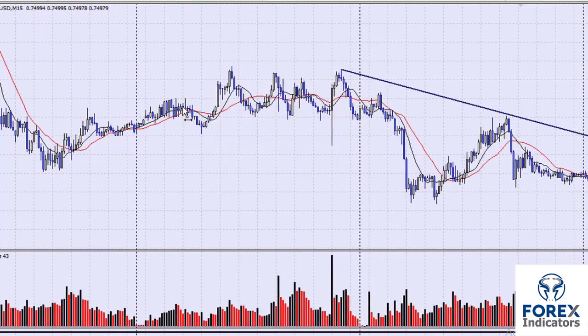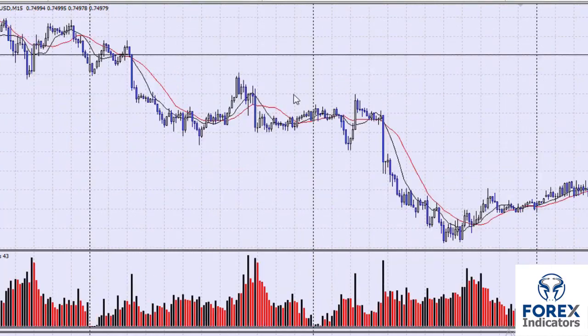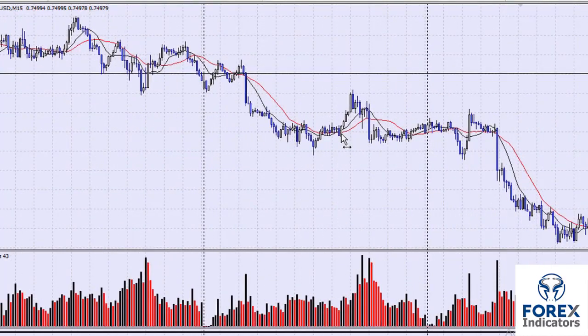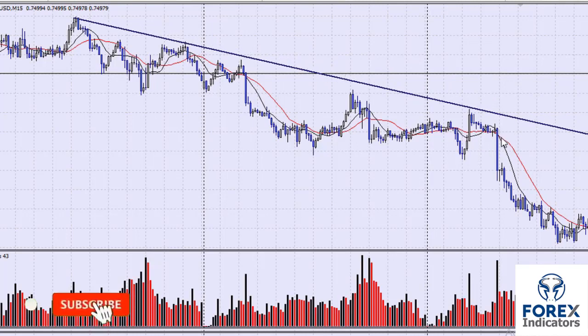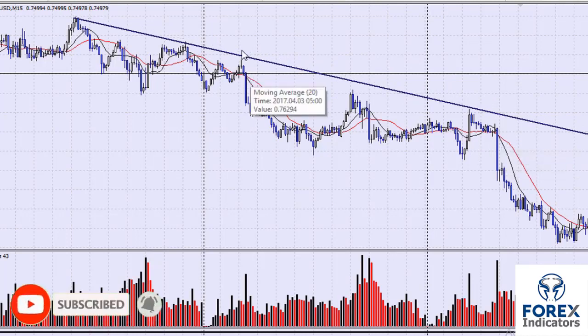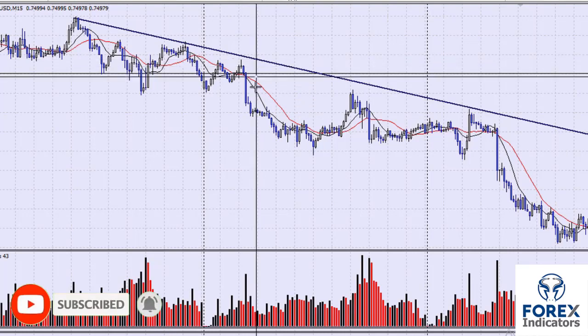Now let's look at some more examples of this. We're still in a downtrend. We can draw a line here. We are still in a downtrend. Sell signal, right? So it's a pretty simple technique.